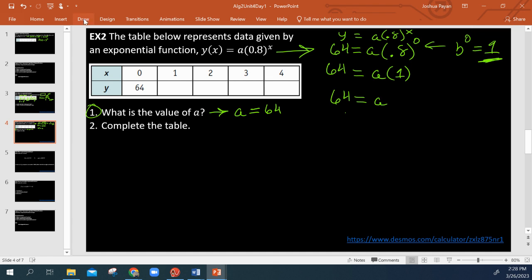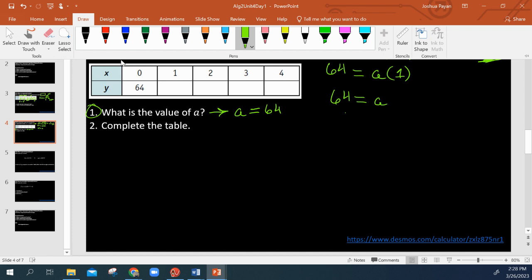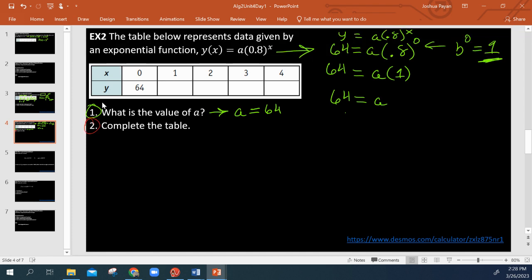Okay, so now that we know that, we can easily complete the table. And I'm going to try and figure out what color is going to show up best, probably red. Okay, so let me change that. That's just going to bother me. Okay, so if we're going to complete the table, now we have the full function. y of x is undoubtedly equal to 64 times 0.8 raised to the x power, right? And of course, we know y of 0 was 64. That's why we have this here.